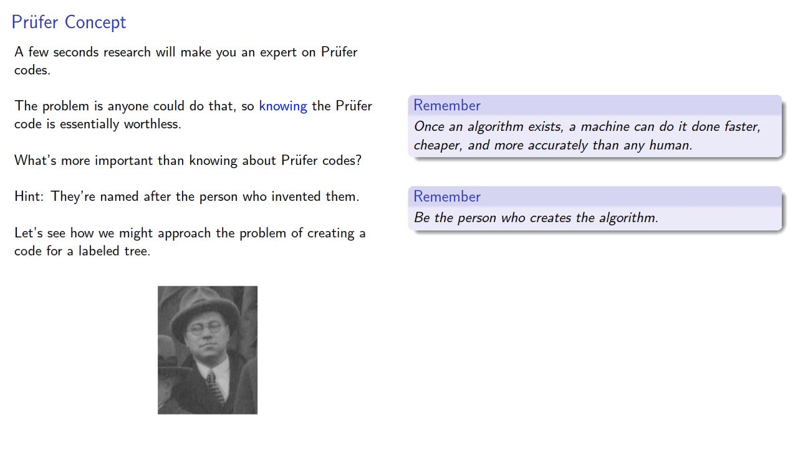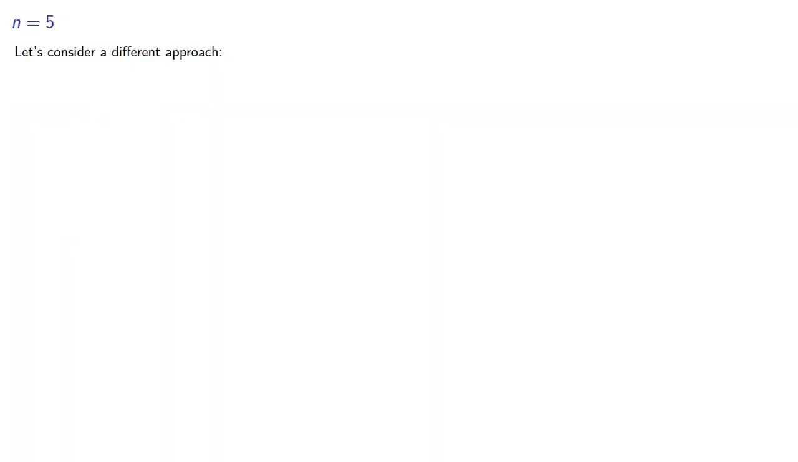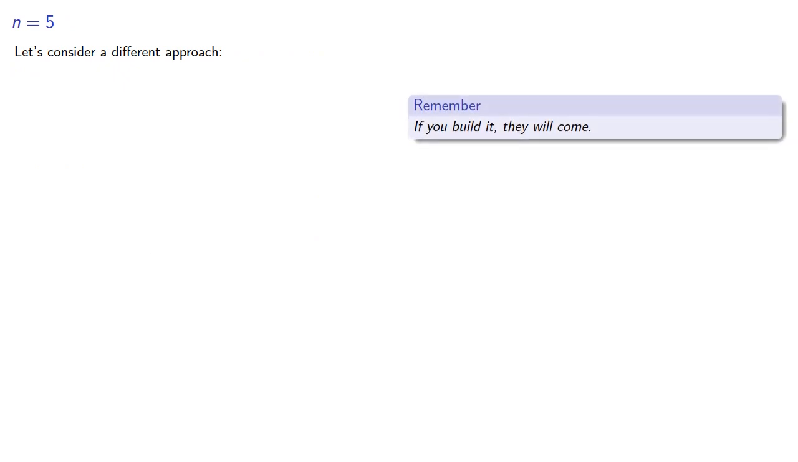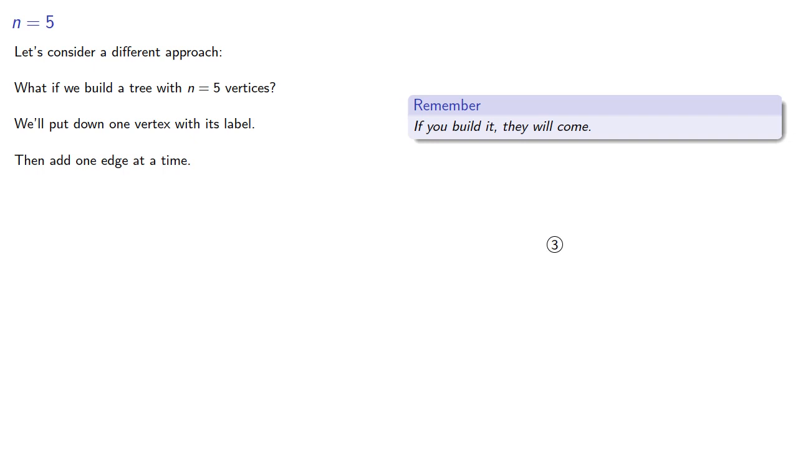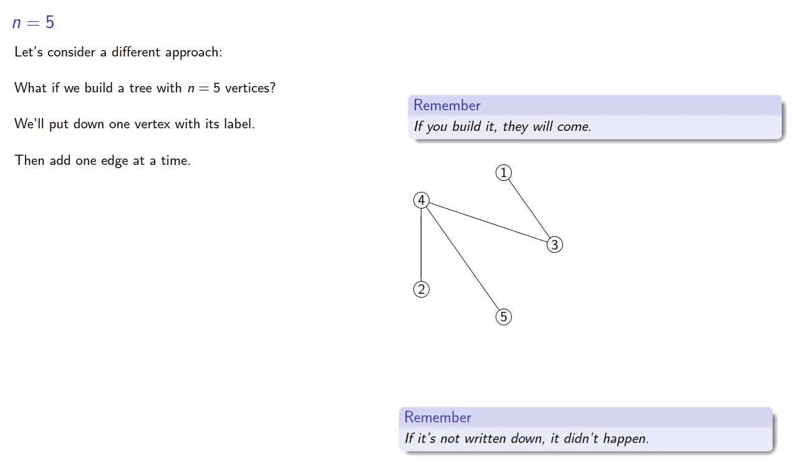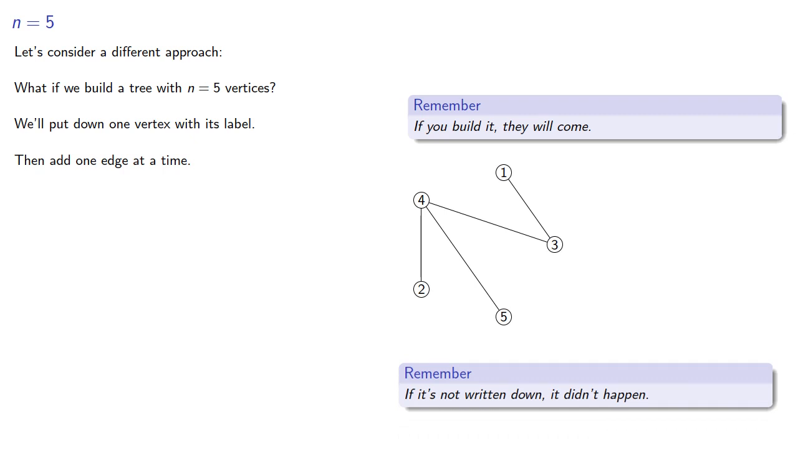So let's see how you might approach the problem of creating a code for a labeled tree. So let's consider a different approach. If you build it, they will come. So what if we try to build a tree with 5 vertices? We might proceed as follows. We'll put down one vertex with its label, then add one edge at a time. And remember, if it's not written down, it didn't happen.